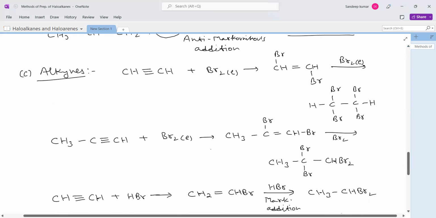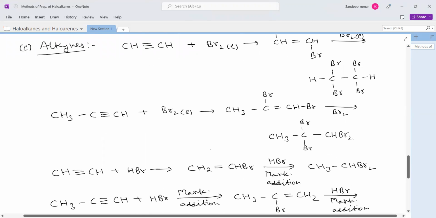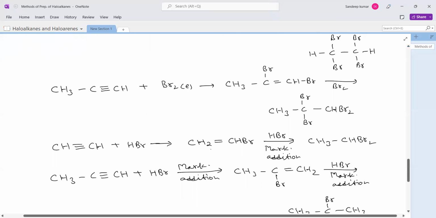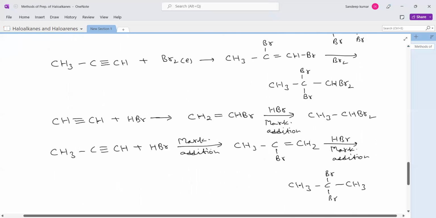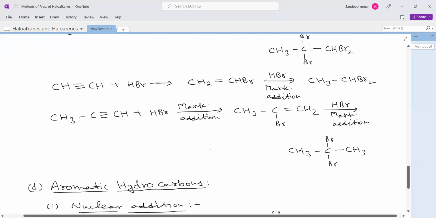Alkynes also show the addition reaction with halogens, leading to the formation of haloalkanes. Unsymmetrical alkynes are again governed by Markovnikov addition. And we can also add reagents like HBr, HCl to them, and again the reaction is governed by Markovnikov addition.